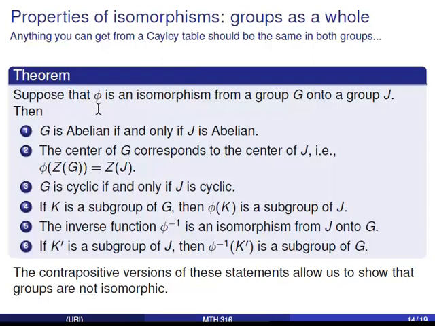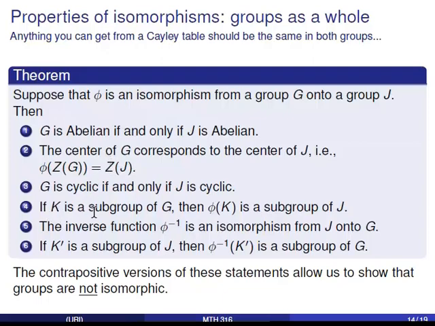Supposing that phi is an isomorphism from a group G to a group J, your group G will be abelian if and only if J is abelian. If two groups are isomorphic, they're either both abelian or they're both not abelian. Statement 3 is the statement that they are either both cyclic or neither one of them is cyclic. And statement 2 says that the center of G corresponds to the center of J. If you were to take the elements of the center of G and look at their images in J, what you will get is exactly the center of J.